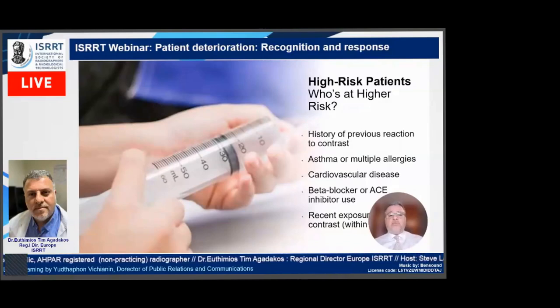Patients with cardiovascular disease or on beta blockers or ACE inhibitors may have blunted responses to treatment and more severe hypertension. And also repeated contrast exposure in a short time frame, that is multiple scans within a week, increases the risks. Now, these patients require extra vigilance.